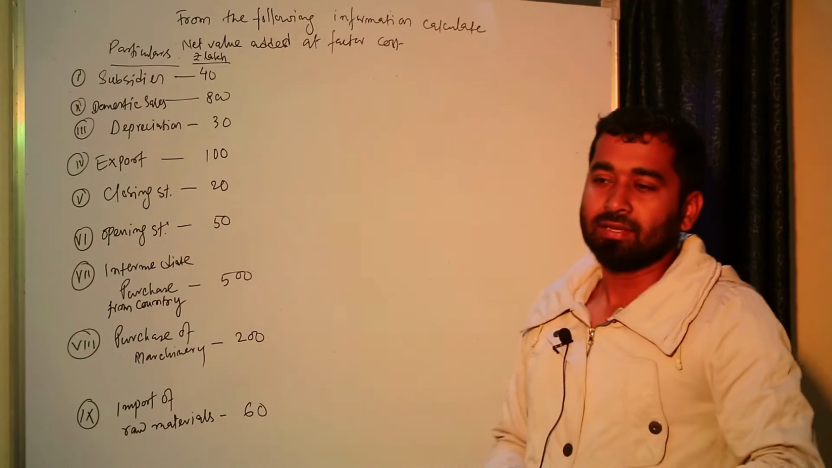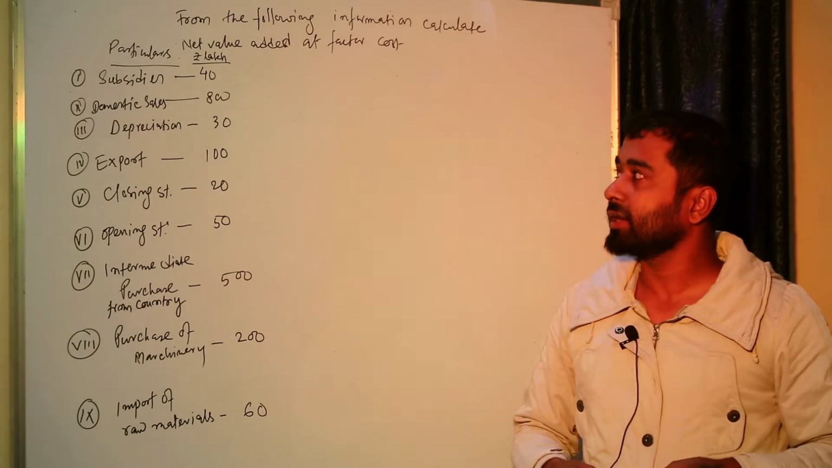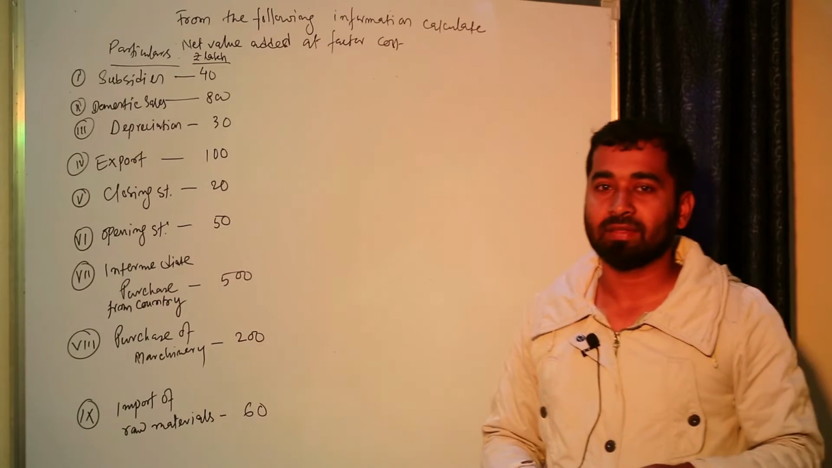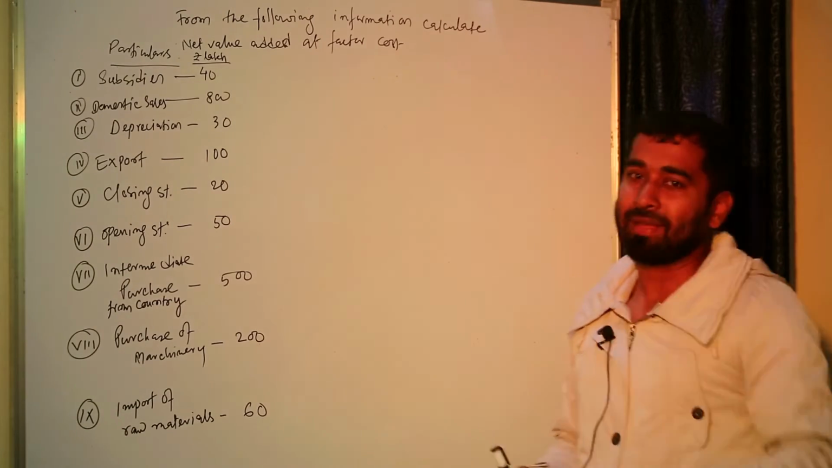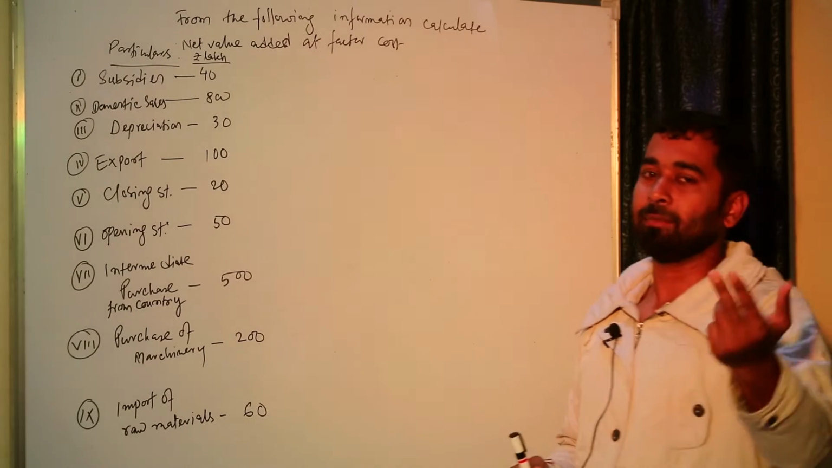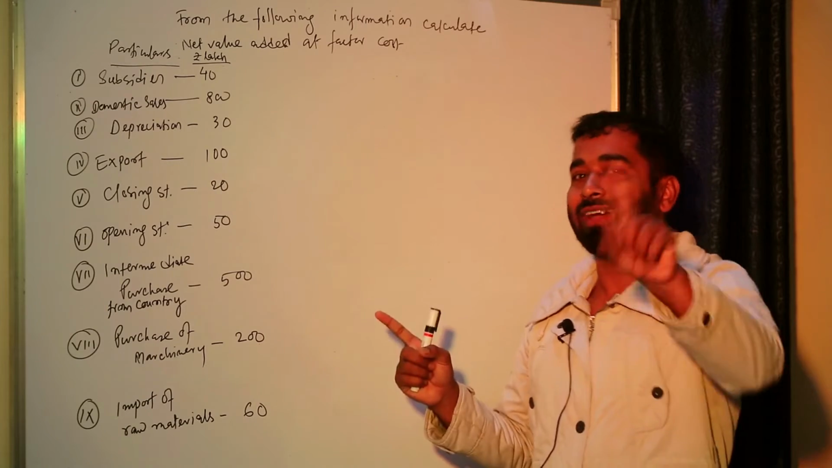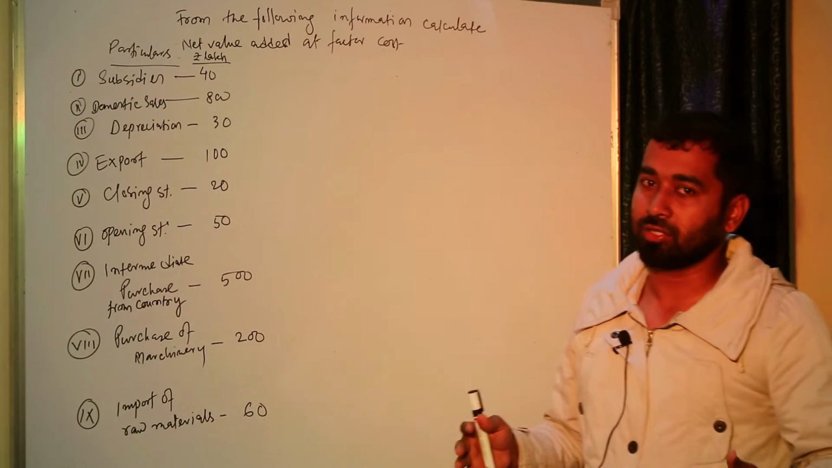Good morning. Today we are going to solve a question of national income by using the value added method. Already we have seen three methods of national income measurement: the value added method, the income method and the expenditure method. First we are going to solve a question on the value added method. Let's see how to solve it.